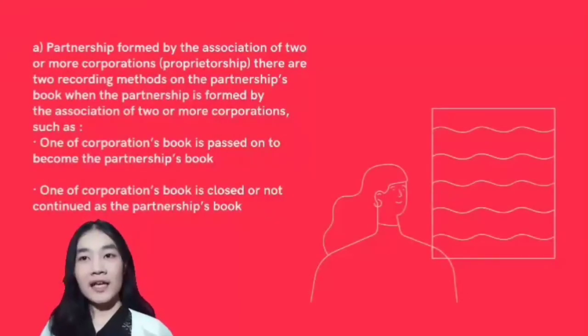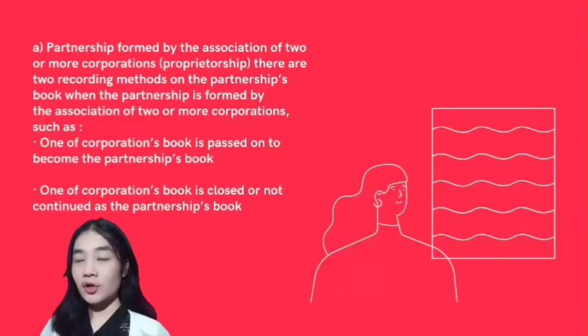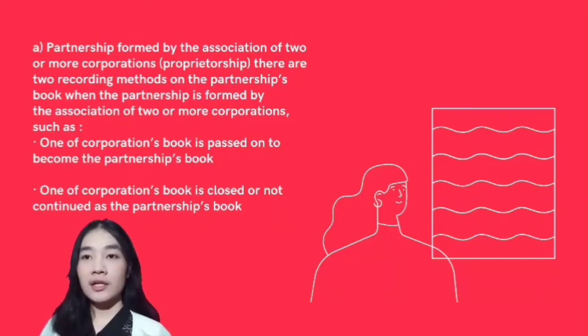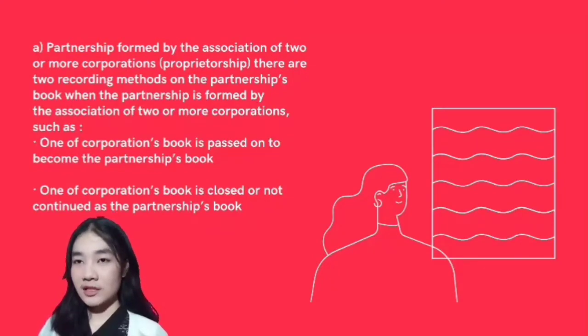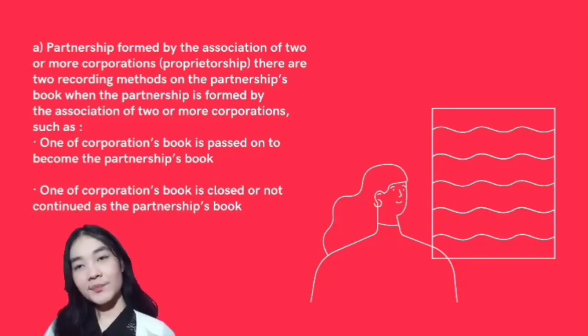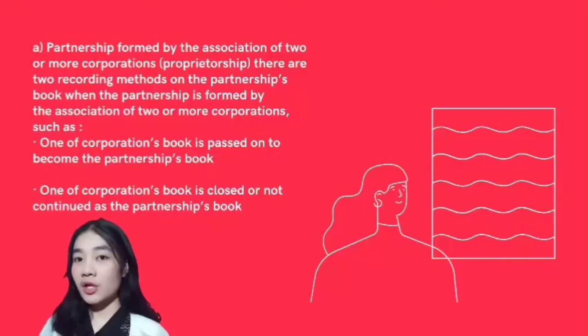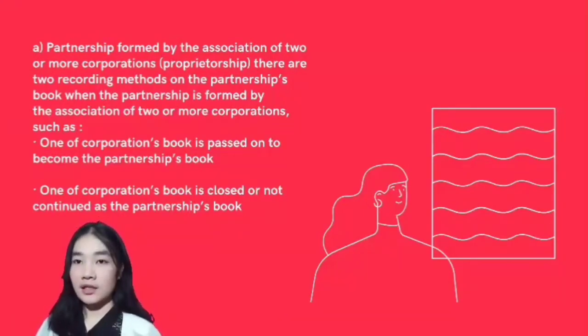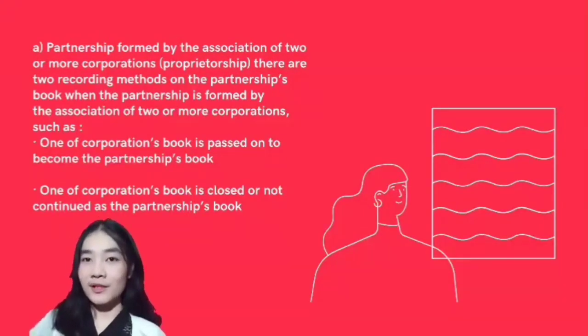Partnership formed by the association of two or more corporations or proprietorships. There are two recording methods on the partnership's book when the partnership is formed by the association of two or more corporations: one corporation's book is passed on to become the partnership's book, or one corporation's book is closed or not continued as the partnership's book.